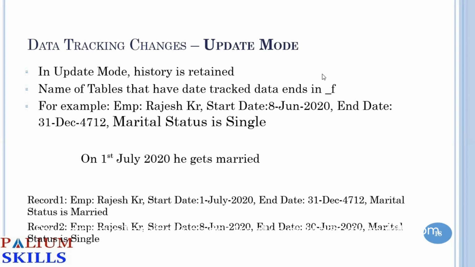So those tables that have date track in them will end in _F. If the table name does not end in _F, I will tell you subsequently how to look at the table names. _F tables only have date tracking in this manner. Others don't have. They might have a start date, end date, and you can put an end date or a start date, but you may not be able to date track. Date track means adding an additional row like this.